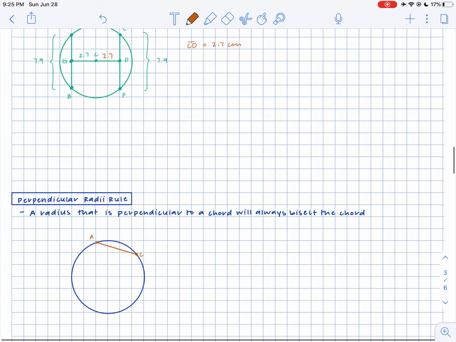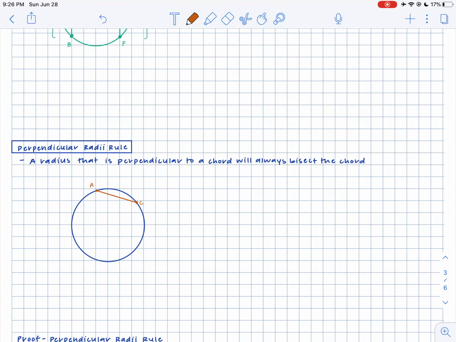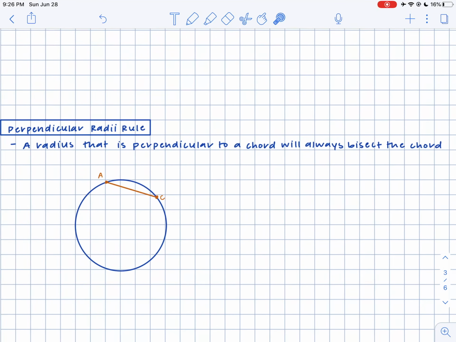So we found CD, so we're done. Okay, now we're going to get into what's called the perpendicular radii rule. Remember, radii is just the plural form of radius. So what is the perpendicular radii rule? This states that a radius that is perpendicular to a chord will always bisect the chord.